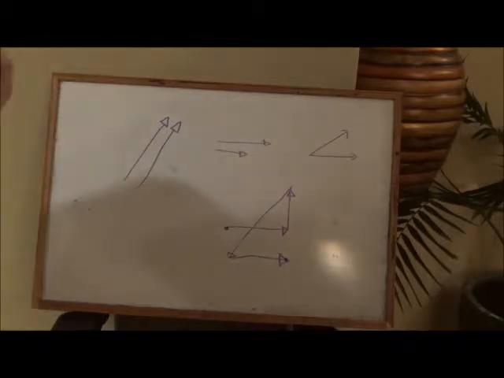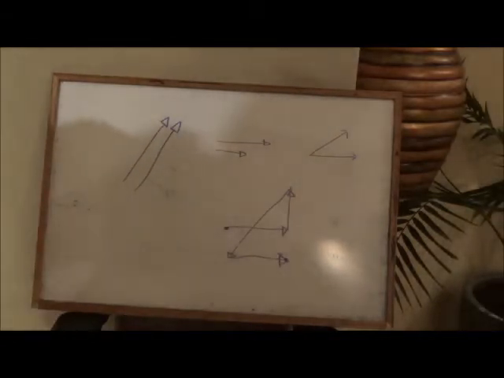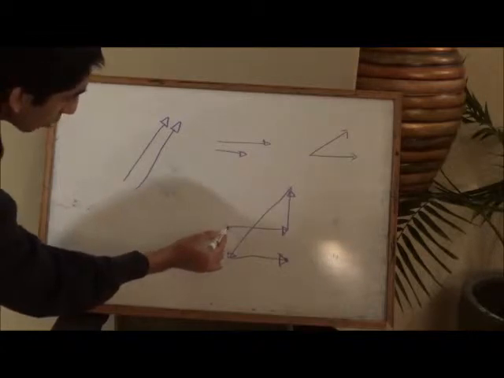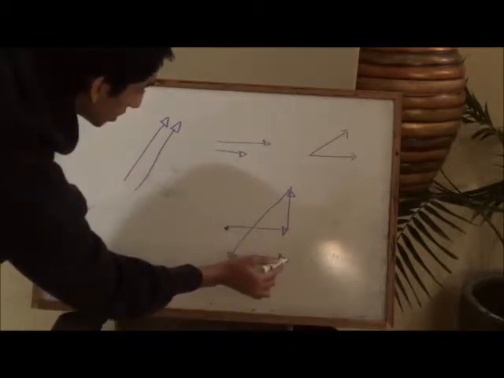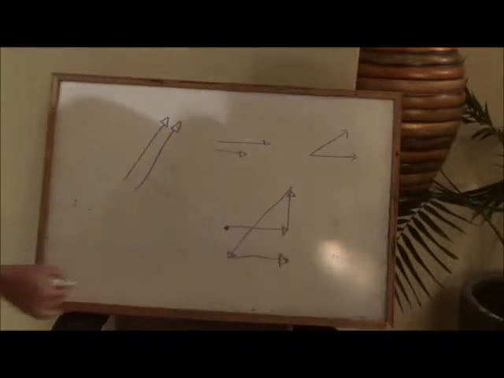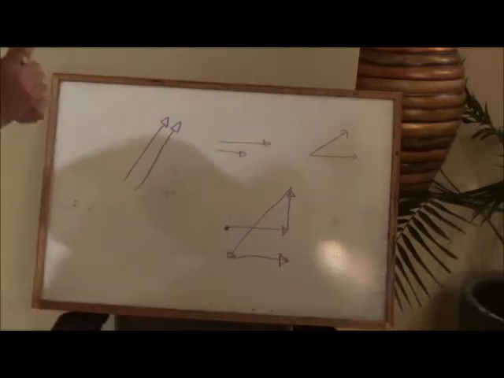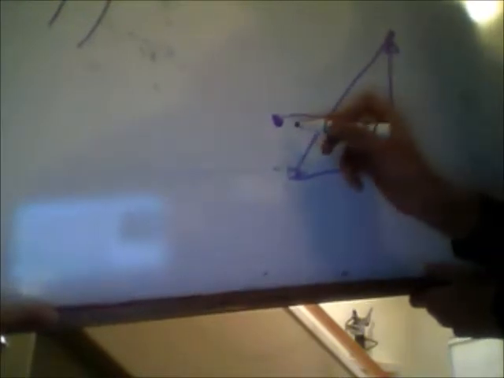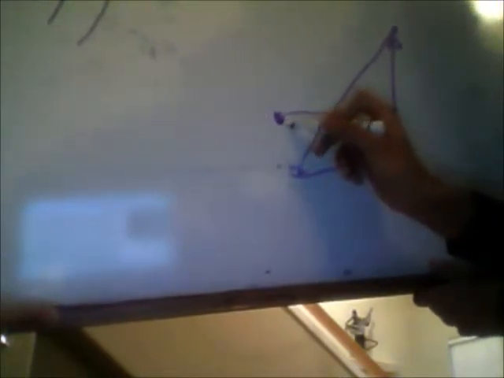Now, let's come over here in this example. In this example, this is the initial point over here, and this is the final point. So then this is the displacement by drawing the line.